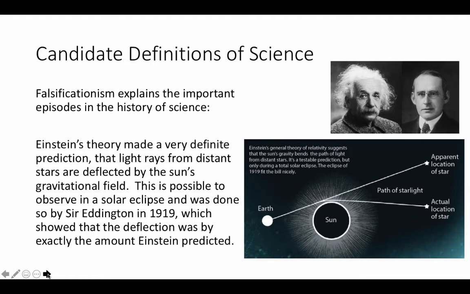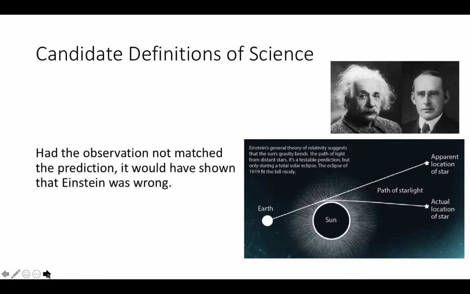So in some sense, it confirmed it, but this is how it connects to falsificationism. Had the observation not matched the prediction, it would have shown that Einstein was wrong. So Einstein's general theory of relativity is falsifiable. There are possible sensory experiences, possible observations, possible types of empirical evidence that would have shown that it's false. So his theory could have been falsified. It was open to falsificationism, unlike Sigmund Freud's various theories of behavior.